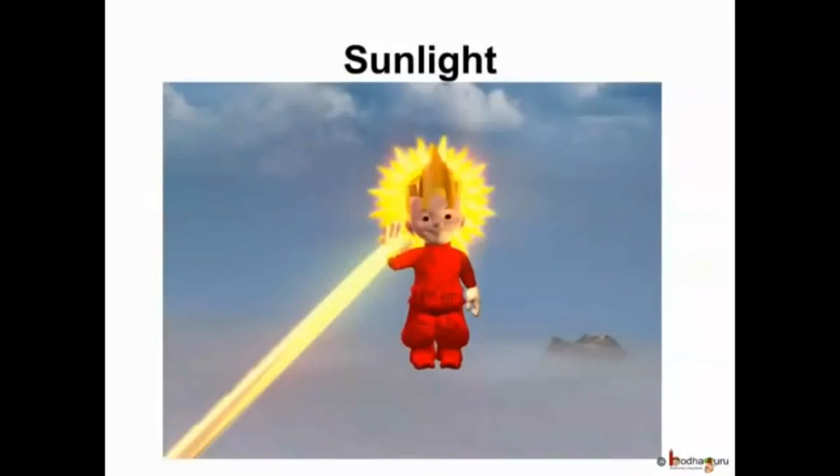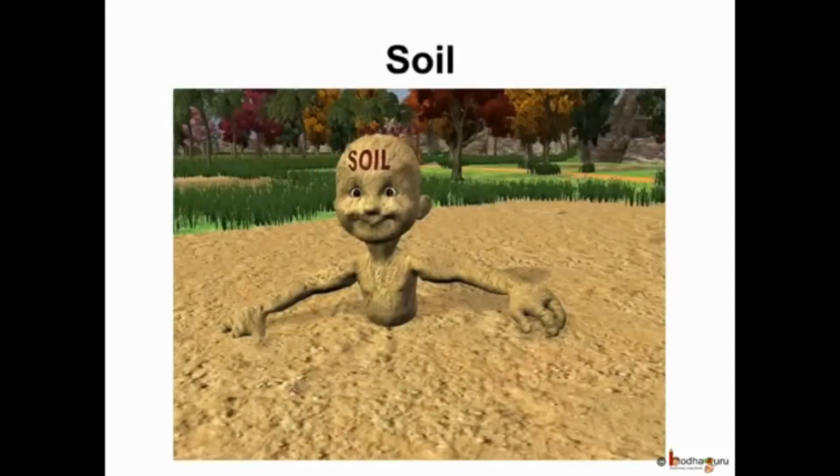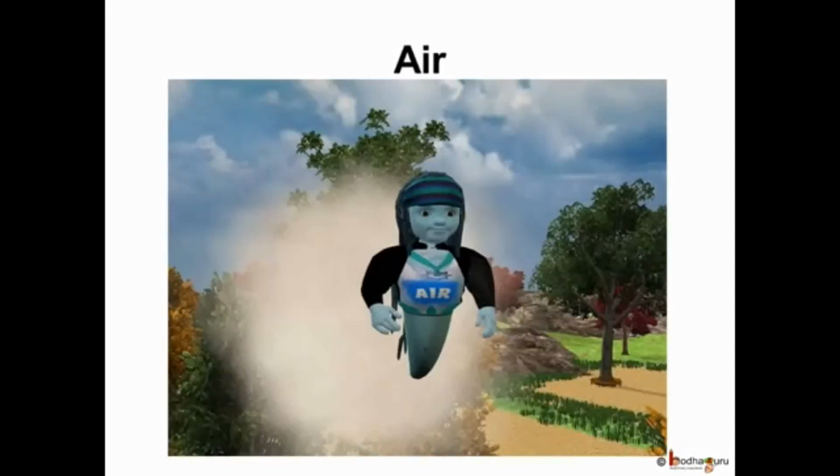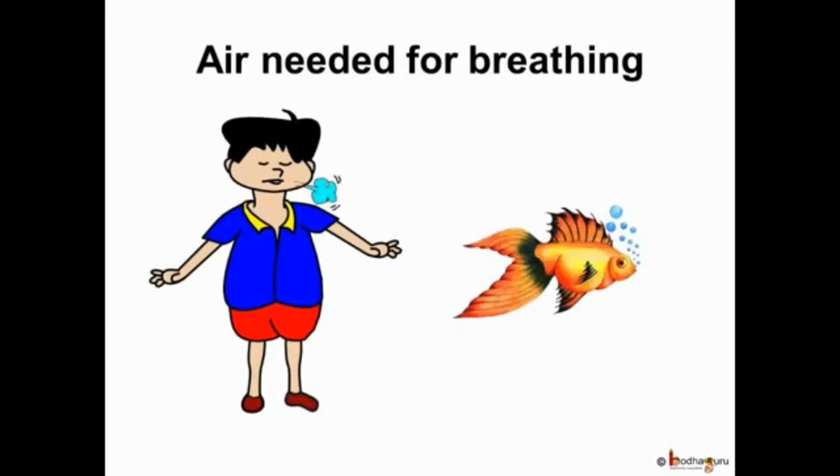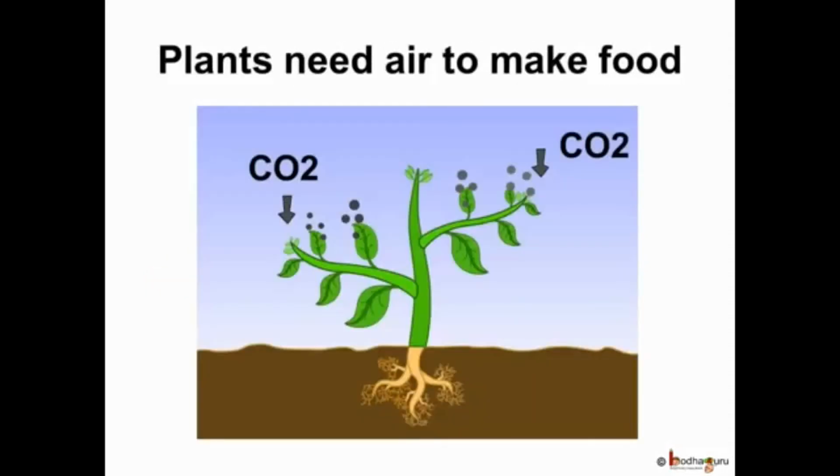Today we'll talk about one necessary element of life. So, what all things are necessary for life? Can we live without sunlight, water, soil, and air? No. They are some of the important elements of life. Without them, we cannot live. So today we will talk about air. Why is air important to us? We humans and animals need air for breathing. Plants need air for making food.